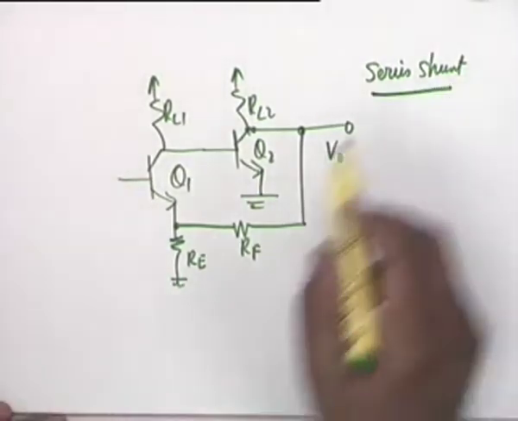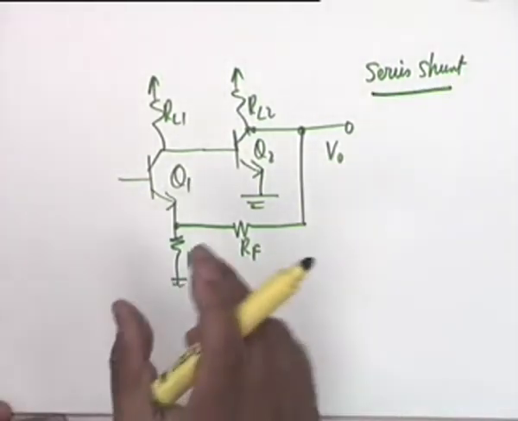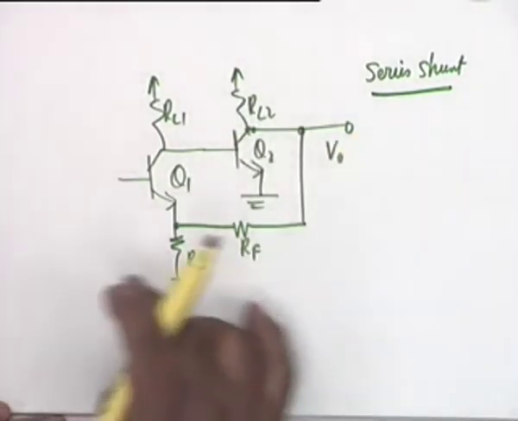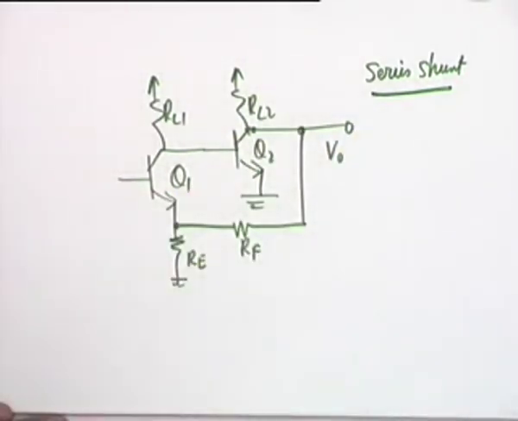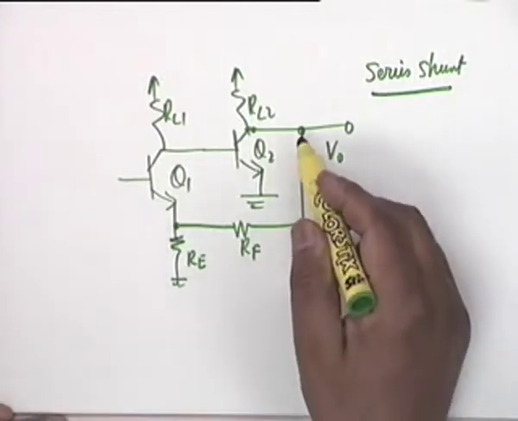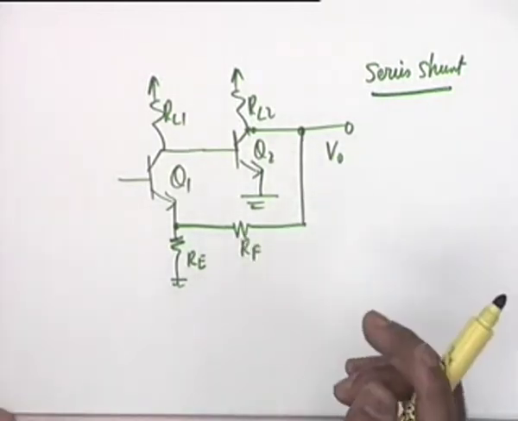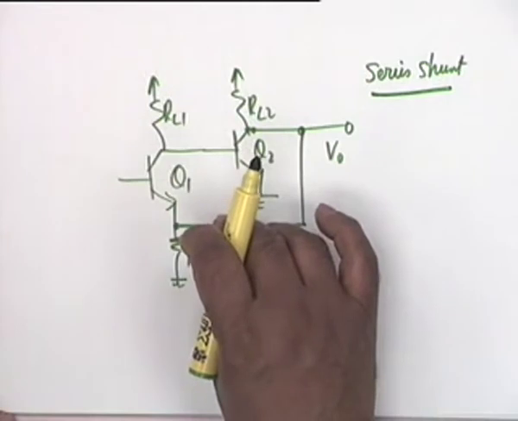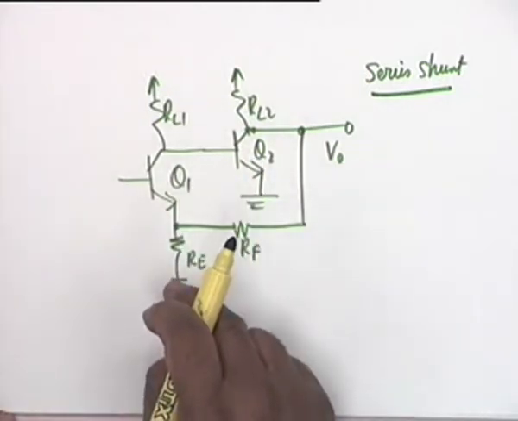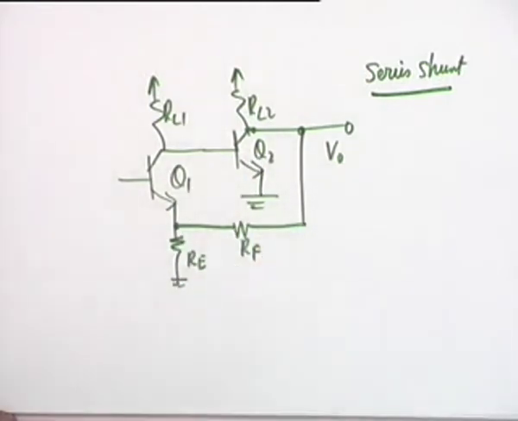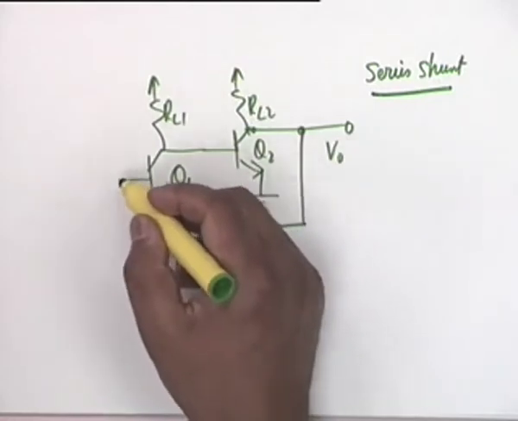So this is a series shunt configuration. It's a cascade of two stages, and this is an overall feedback. There is no local feedback. The feedback is through RF. Okay? If RF is cut, then there is local feedback. But if RF is not there, RE shall also be made equal to 0. Okay? And you can show, now what is this stage suitable for?